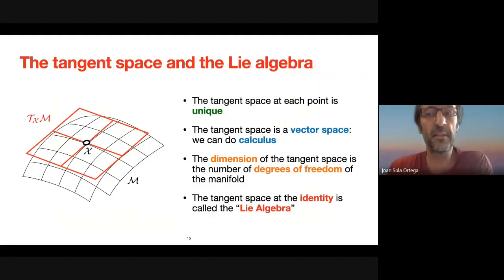Okay, the tangent space is a vector space. We can do calculus on it. We will see that, and I already said before. The dimension of this tangent space equals the number of degrees of freedom of the manifold, because you are obliged to move on the manifold. If you put a tangent space there, the dimension of the tangent space is the number of degrees of freedom that you have on the manifold. Okay, and a little bit of terminology: the precise tangent space touching the identity point on the manifold is called the Lie algebra. All right.